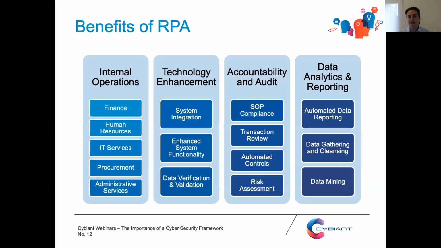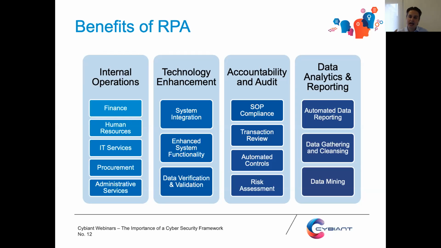We can also look at aspects like technology enhancements. So if we need to connect two different systems and move data from one system to another, that can be in the form of system integration or data verification and validation, or even in order to enhance and make system functionality better. As we mentioned before, RPA is really good at extracting information, transforming it, and putting it at a different location. And this is exactly how we can use RPA technologies in order to enhance that towards the future.